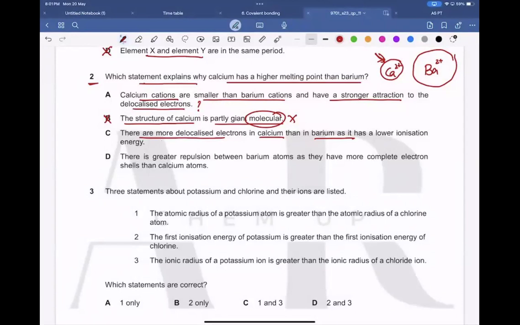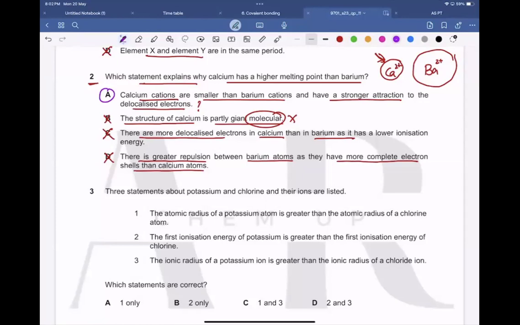Now D, there is a greater repulsion between barium atoms and have no more complete electron shells than calcium atom. So the repulsion would not be greater because barium has a greater number of electrons, so its charge density is obviously smaller. So D is also wrong. So yes, A is the correct answer.